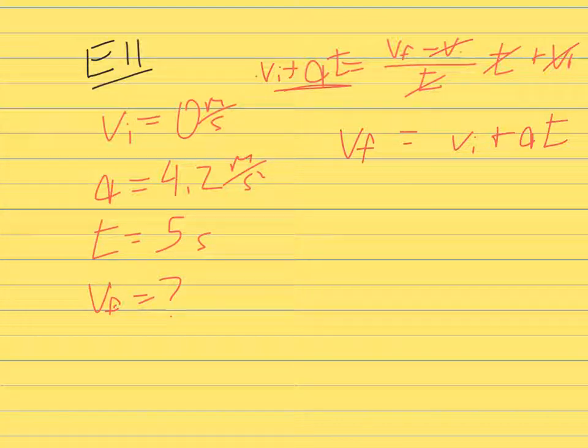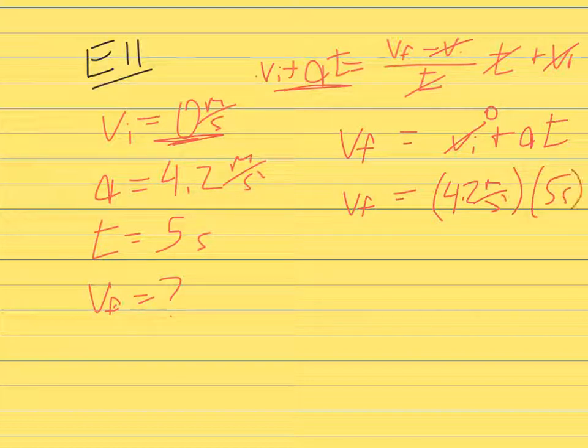Well, I know V initial is 0, because there it is right in the given information. So V final for this case is going to equal our acceleration, 4.2 meters per second squared, multiplied by our time, 5 seconds. That gives us an answer of 21 meters per second.